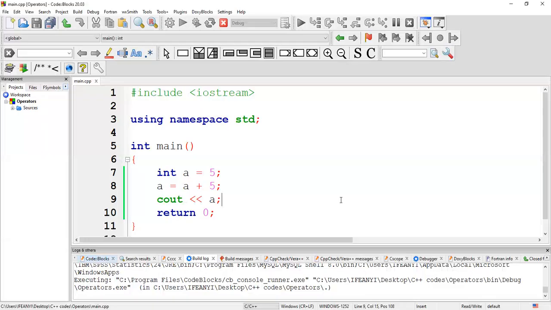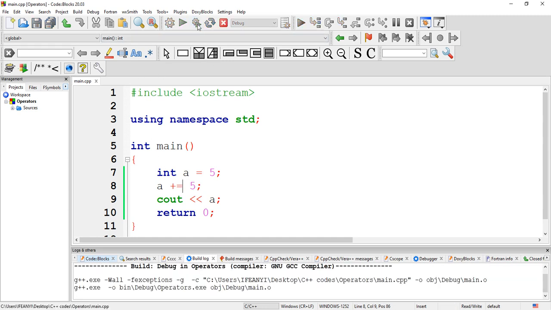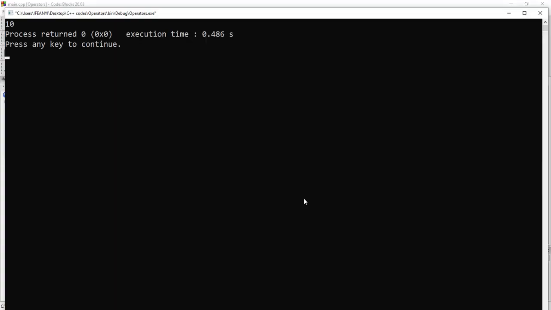Good. So we can as well rewrite this using compound assignment. We said when we come to compound assignment, if the value on the left hand side is part of the value on the right hand side, that means it's a good candidate for a compound assignment operator. So we have a += 5. Let's see whether it will also give us the same value of 10. Beautiful. We got the same value.